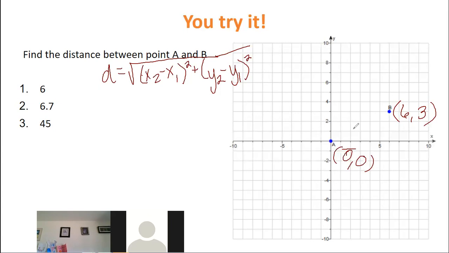All of it. Okay, so go ahead and plug those values into the equation, and then let me know what you think it is.